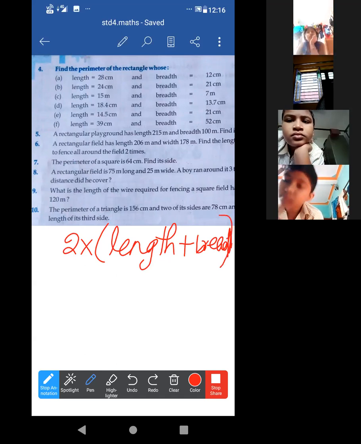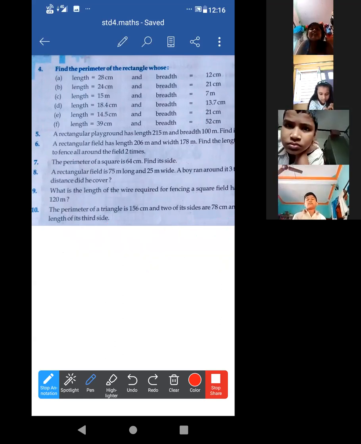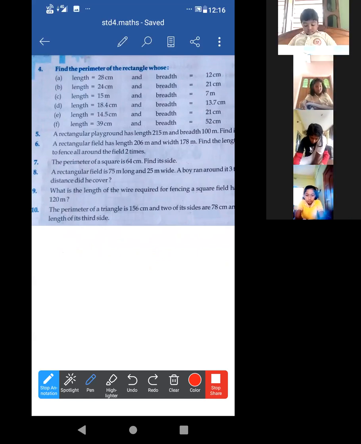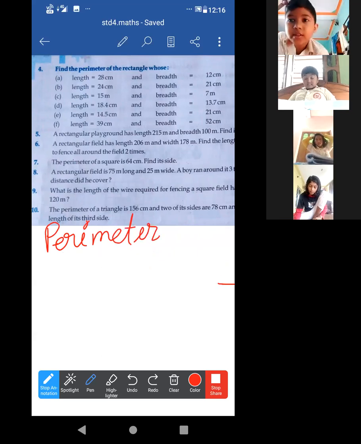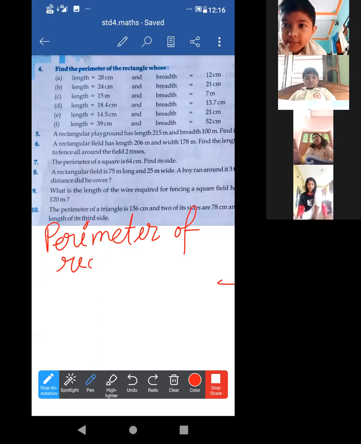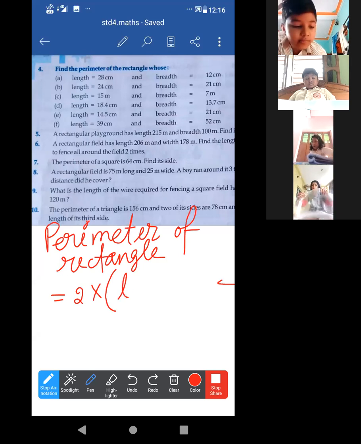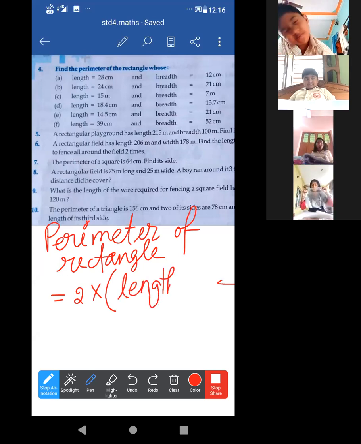Shahud, not understood? Look at this. Now Mehriya, Mousha understood. Nusaiba, Anushka, look. That is the formula. Perimeter of rectangle is 2 into length plus breadth. Can you remember that formula? Yesterday I explained.